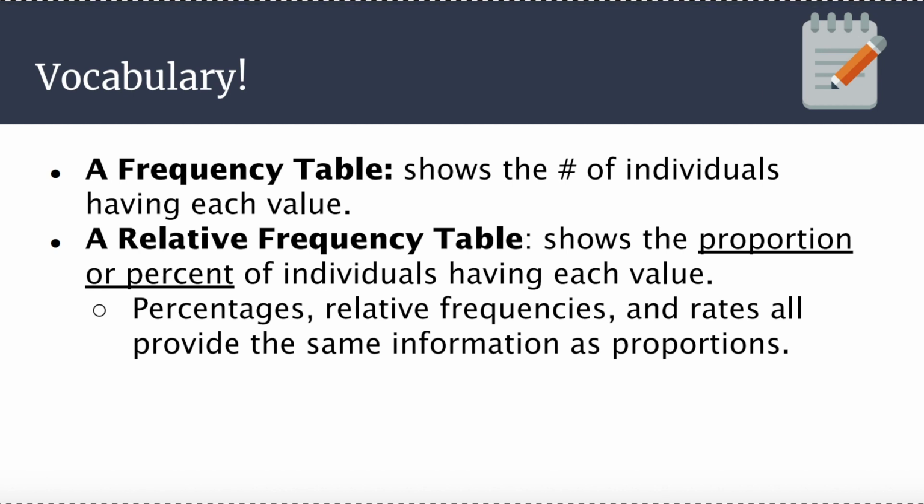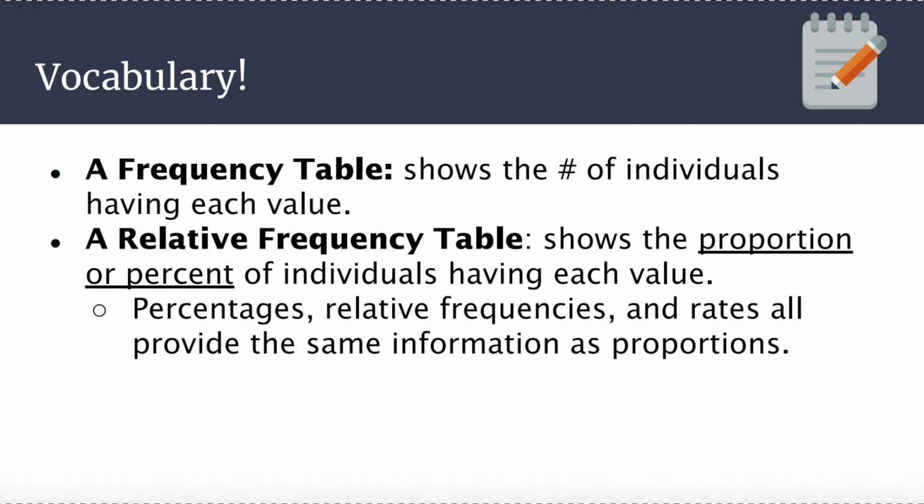First is this phrase frequency table. A frequency table shows the number of individuals having each value of some specific categorical variable, as we'll see on the next page. A relative frequency table shows the proportion or percent of individuals that have each value of some categorical variable.